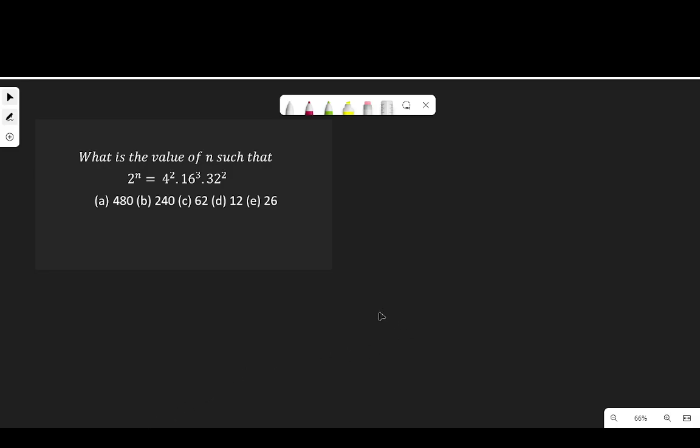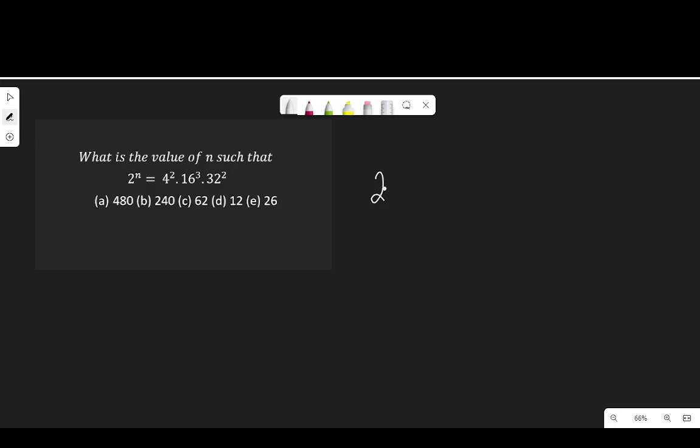What is the value of n such that 2 to the power of n is equal to 4 to the power of 2 times 16 to the power of 3 times 32 to the power of 2? It's a multi-choice question. We have options A to E. So let's solve for n and see whether we arrive at any of the options given to us.